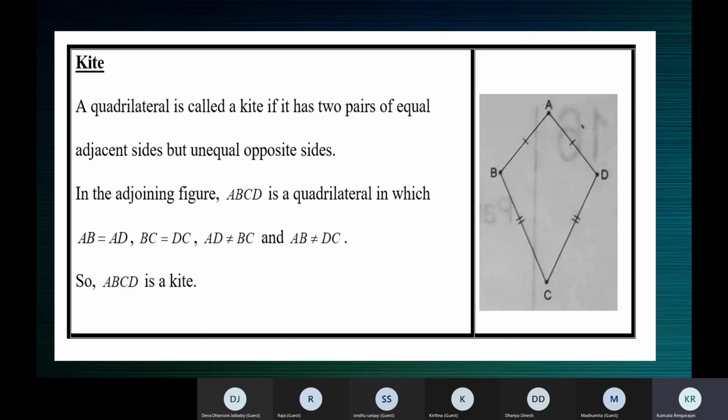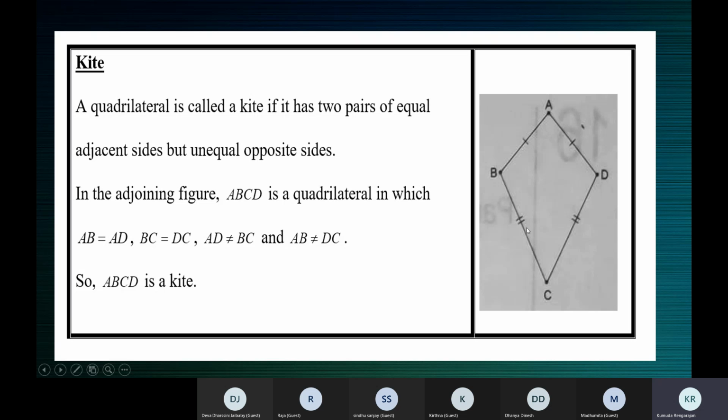A kite is not a trapezium, and a kite is not a parallelogram because it has no parallel sides here. Opposite sides are not parallel. So it's not a kite, it's not a trapezium, it's not a parallelogram. You can see it here. You can see this opposite side, AD and BC.